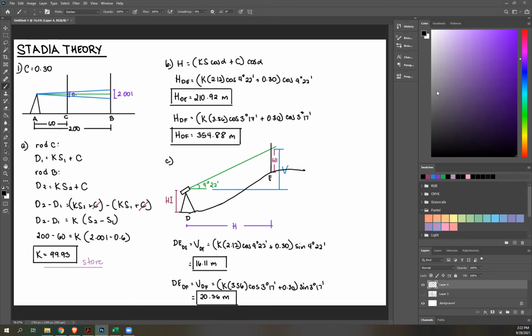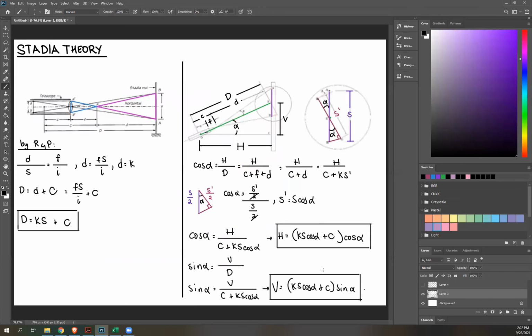Paano po ulit na-derive yung V for DE and DF? How to get this equation? Ito. It's just from this equation. So as you can see, the only difference between H and V is this is cosine, this is sine.